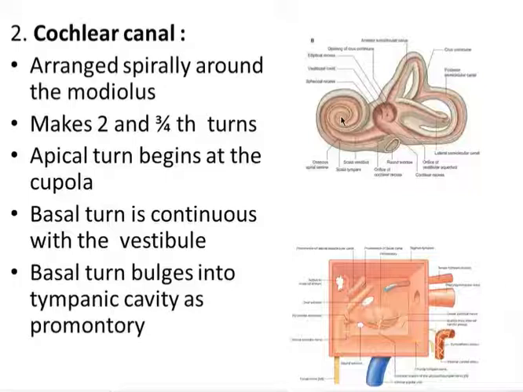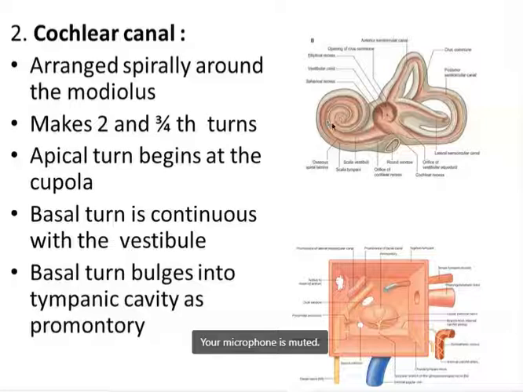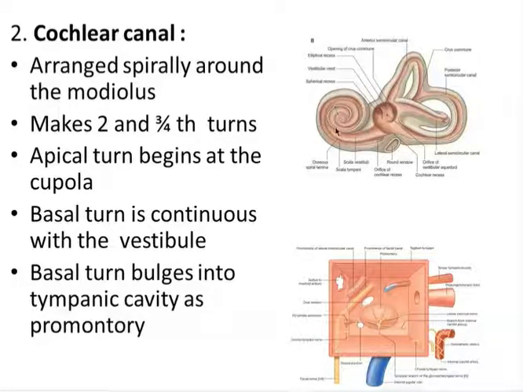And this is the basal turn here. Now the basal turn is continuous with another part. So this is the vestibule. This is the apical turn, from here it starts. It makes 2.75 turns or 2 and 3/4 turns. And this is the basal turn now. The basal turn here is continuous with the vestibule. So this is the vestibule here.